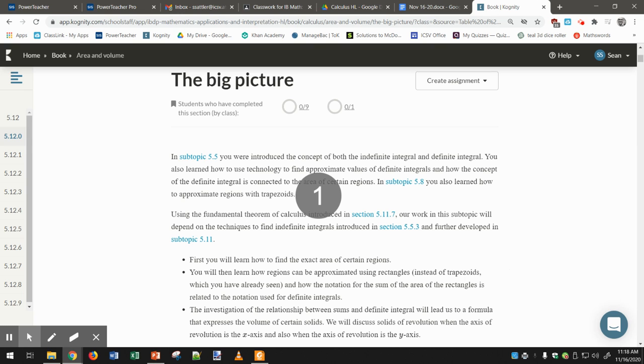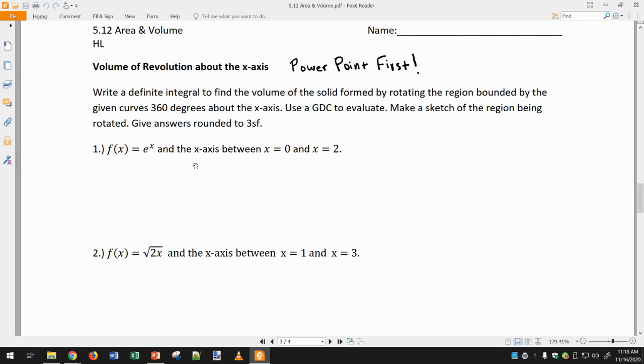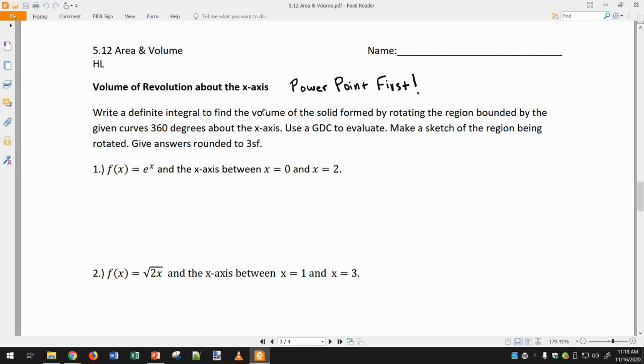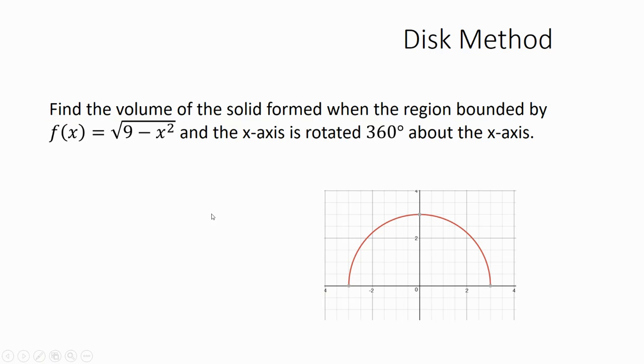Okay, in this video, I'm going to go through page 3, which is about volume of revolution. We're going to be finding the volume of a solid formed by rotating a region bounded by the curves and the x-axis. I'm going to go through this PowerPoint in this video, and this is called the disk method.